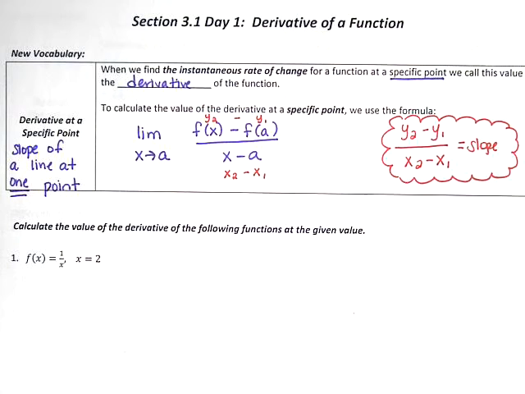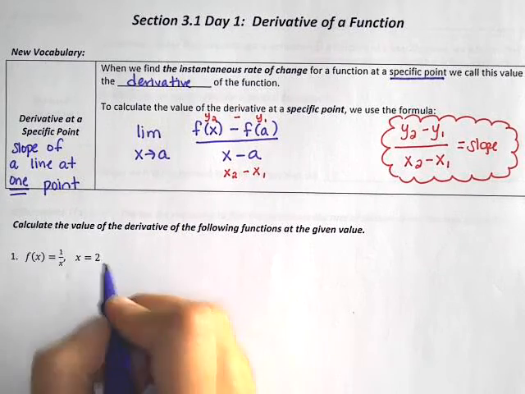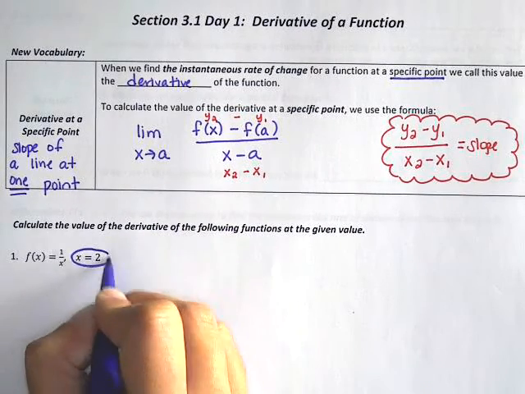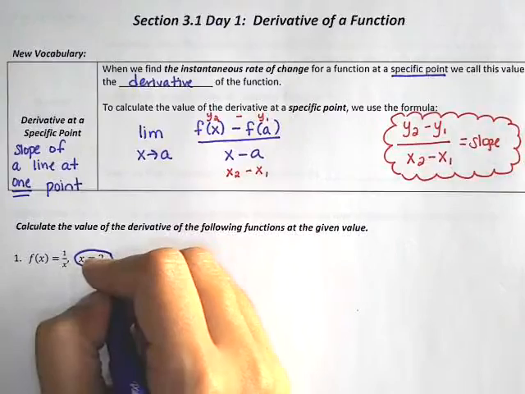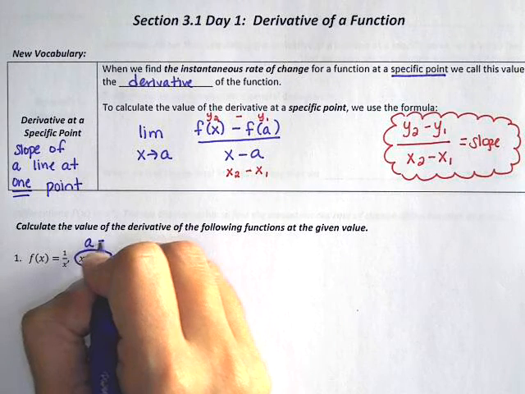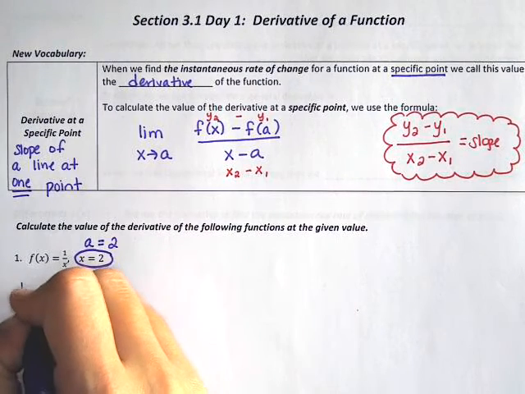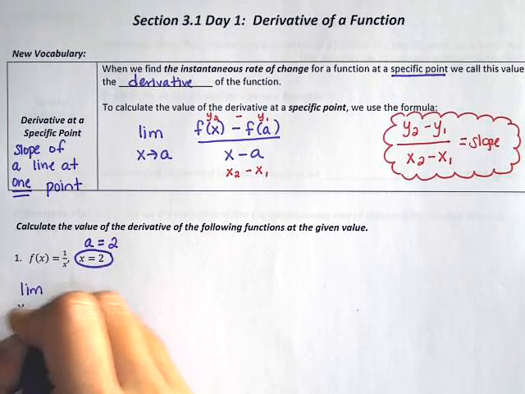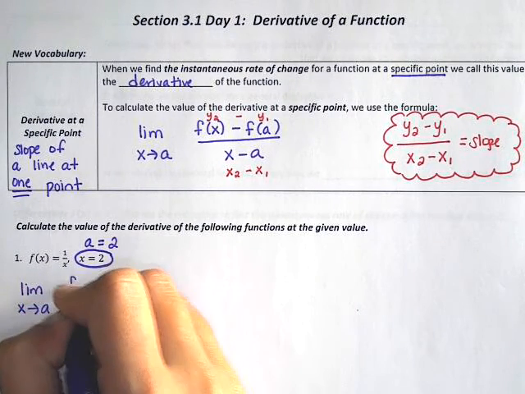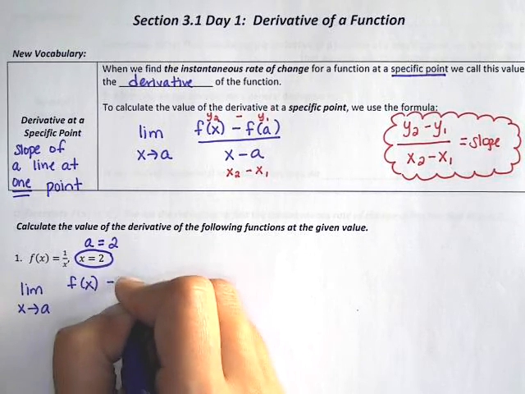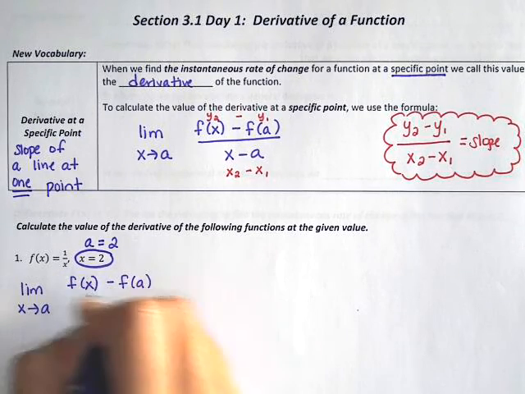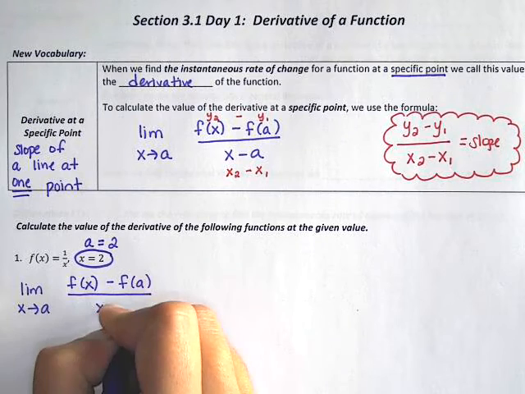Let me show you some examples. It says calculate the value of the derivative of the following functions at the given value. And it tells me specifically what x value to use. So in this problem, a would equal 2. Now our limit would be the limit as x approaches a of f of x minus f of a all over x minus a.